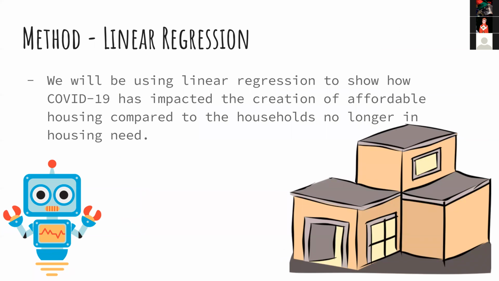We will also be using linear regression on this data. We want to show how COVID-19 has impacted the creation of affordable housing compared to the households no longer in housing need because they no longer fit into that 30% household income bracket.